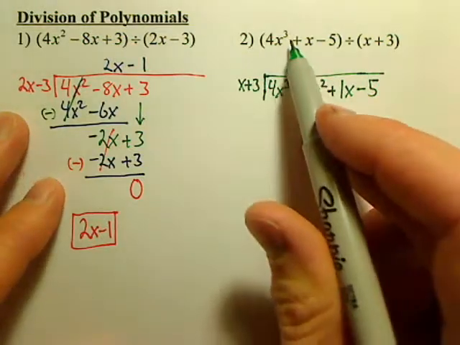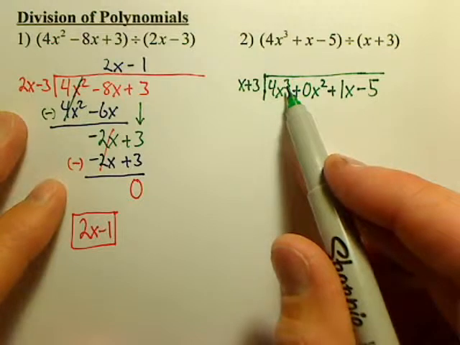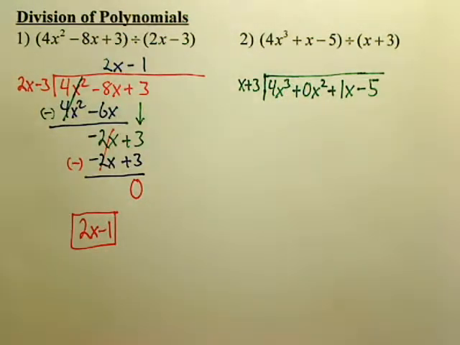So again, anytime you're missing a term, you have to start from the highest power you're given and work your way down. You need a placeholder for every one. Otherwise, these problems kind of fall apart. So you just got to be careful with that.